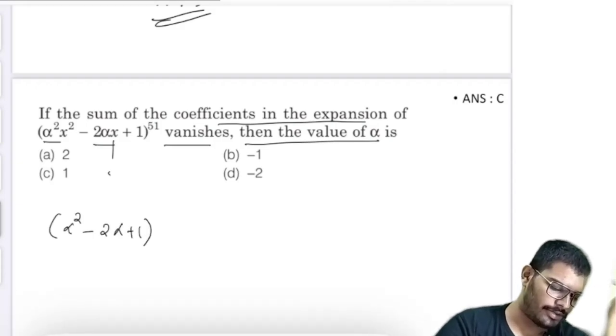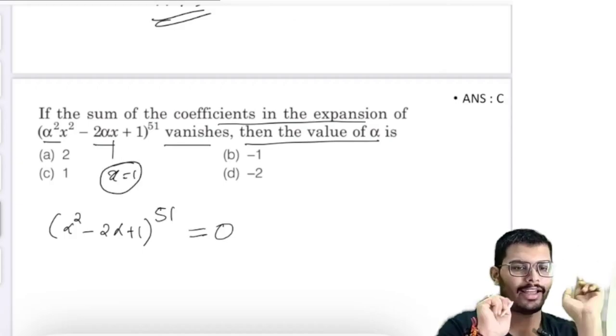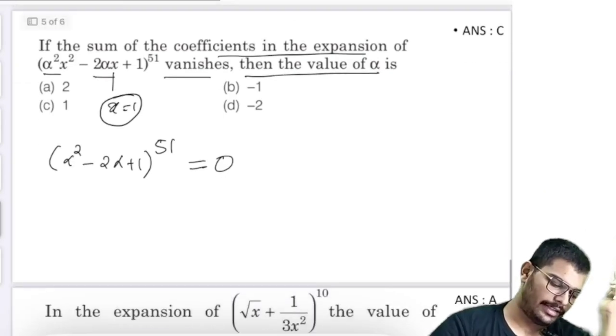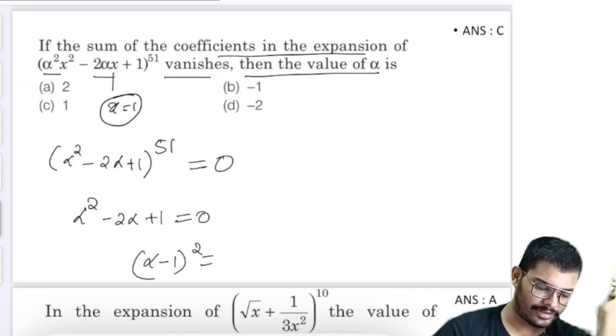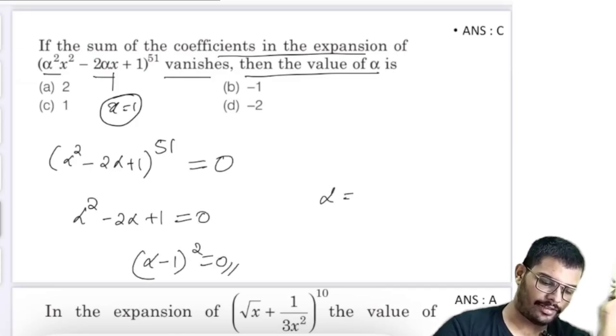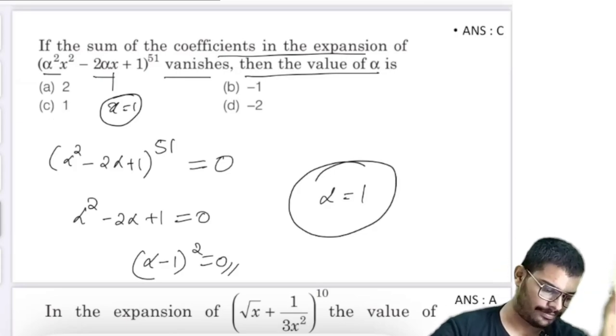That is, we have put x equal to 1, the whole raised to 51. This sum of the coefficients will be 0 for a particular value of alpha. Now, if this is 0, it means alpha square minus 2 alpha plus 1 equals 0, that is alpha minus 1 the whole square equals 0. Therefore, alpha equals 1. When alpha equals 1, the coefficients will vanish.